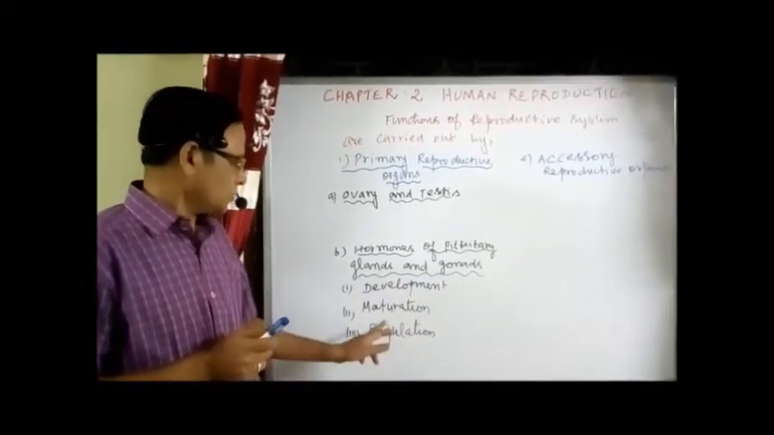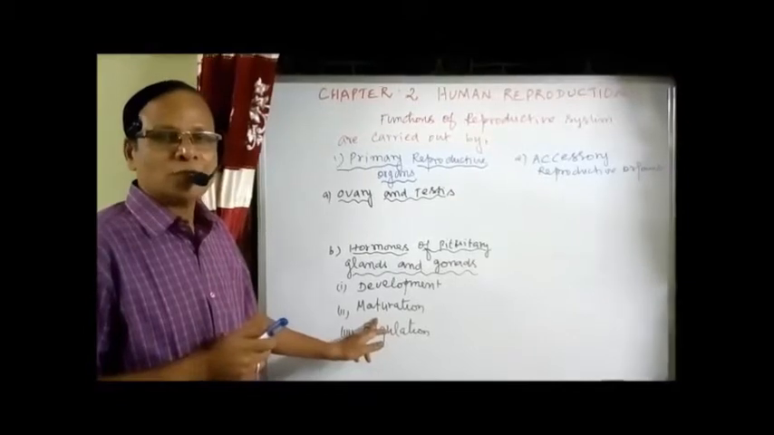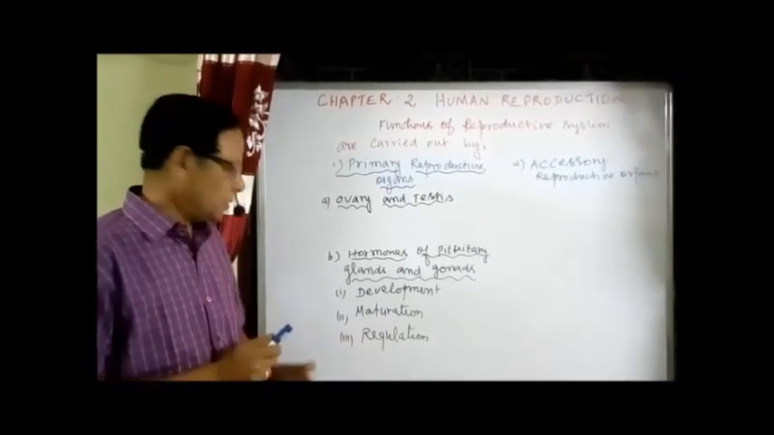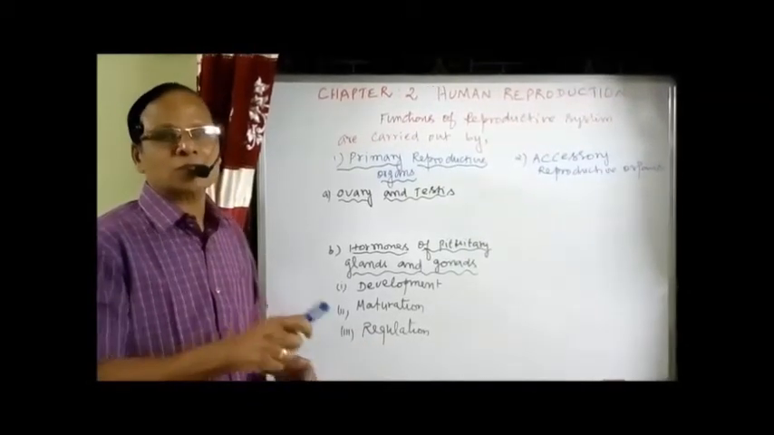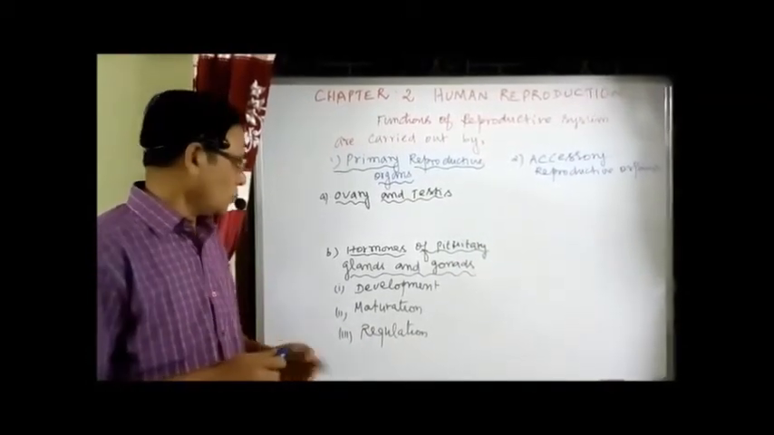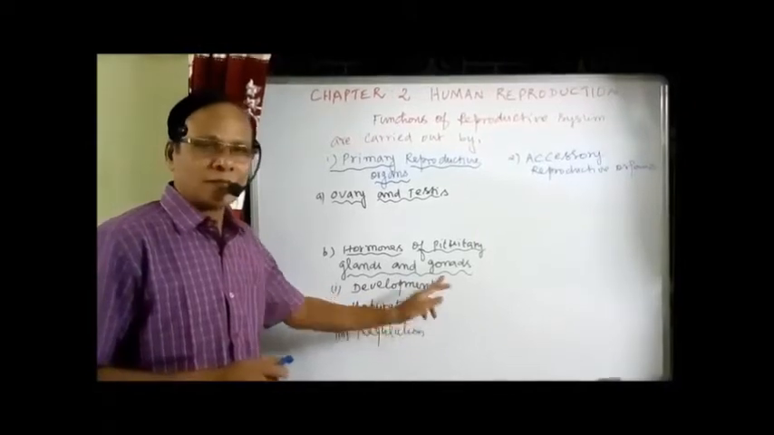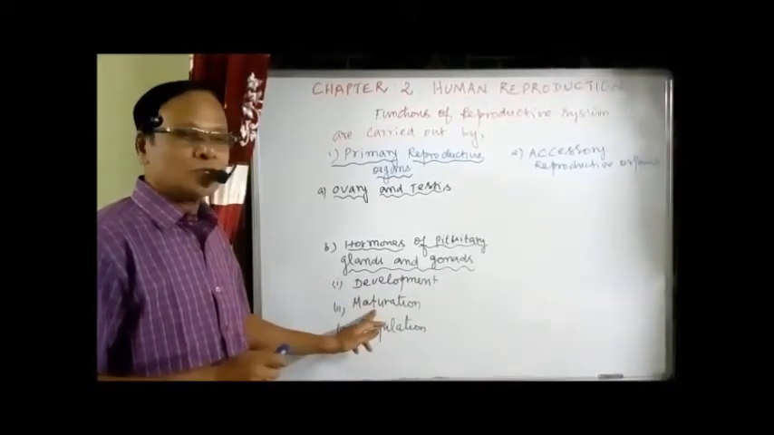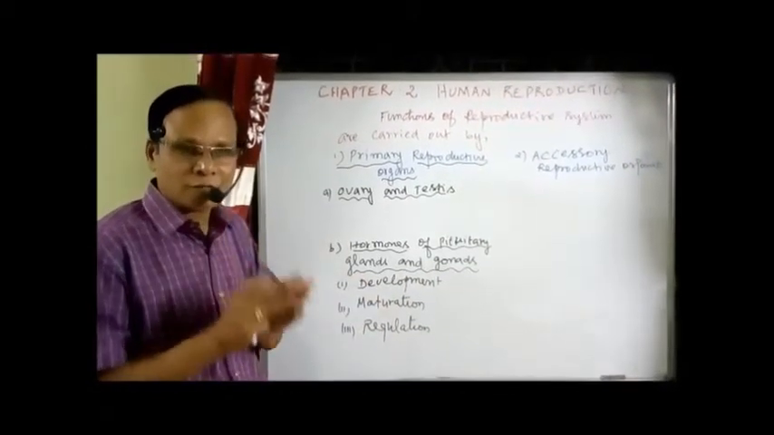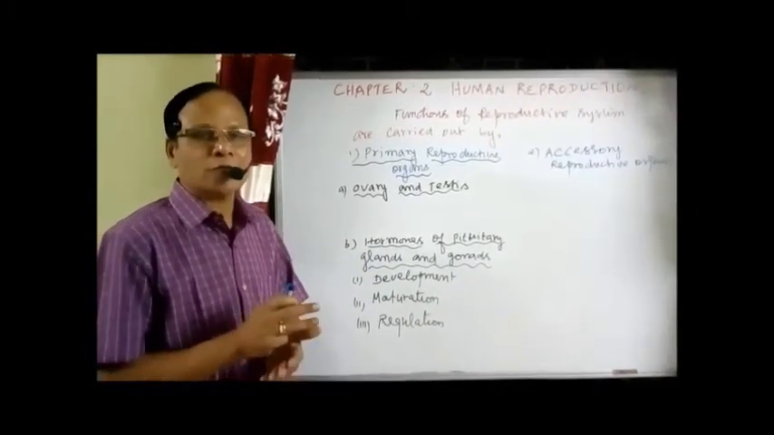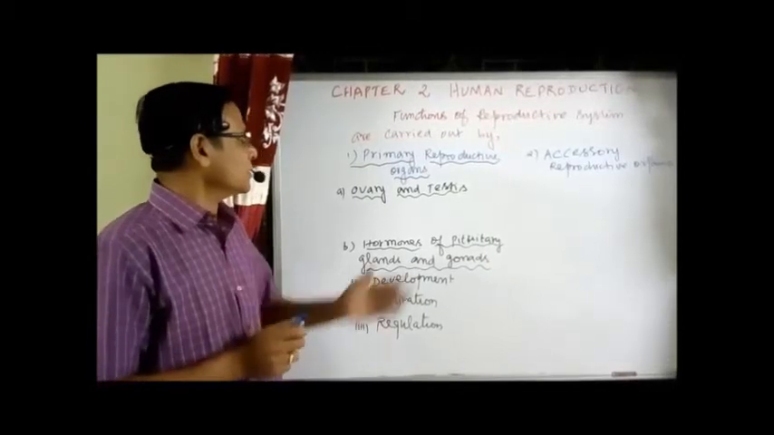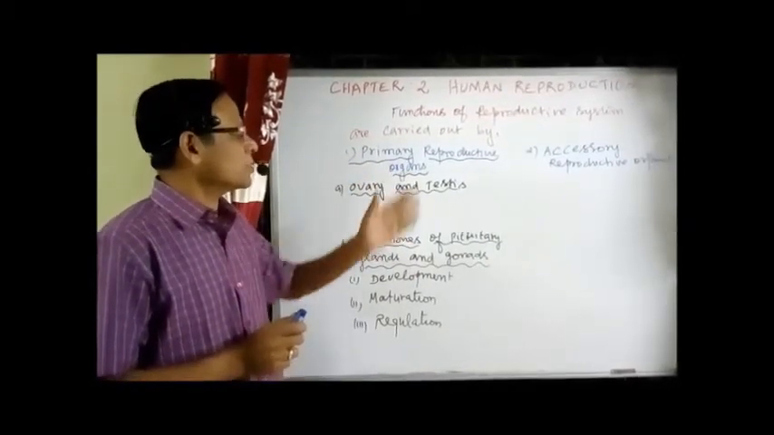Number 2, responsible for the maturation of reproductive system. Number 3, responsible for regulating the functions of reproductive system. So, 1, development of secondary sexual characters. Number 2, the maturation of the reproductive system. Number 3, the regulation of functions of the reproductive system. These are all concerned with the primary reproductive organs.